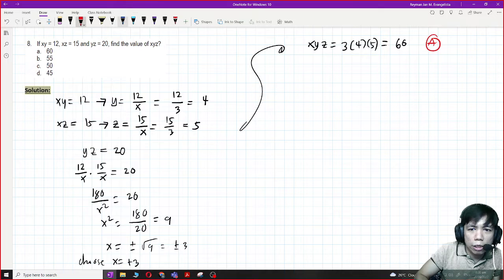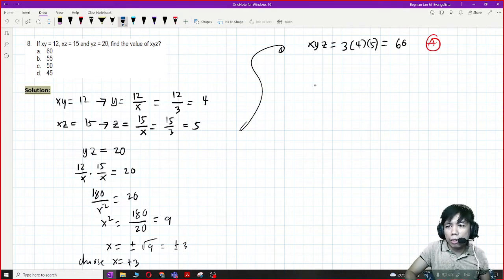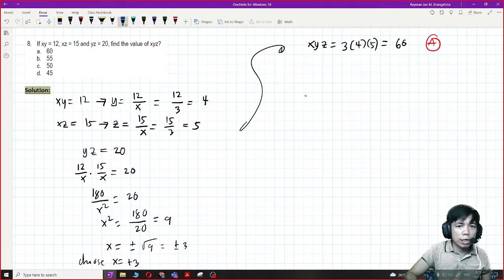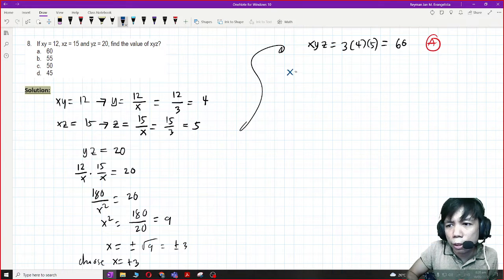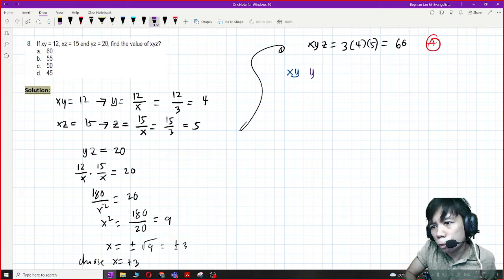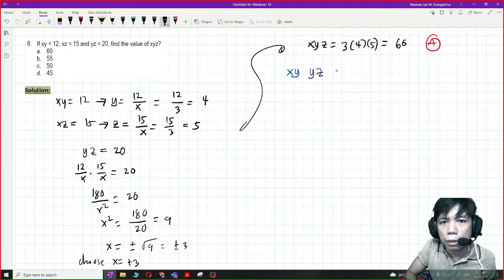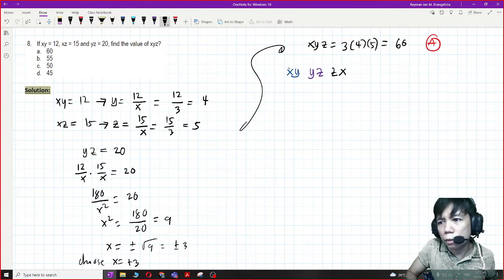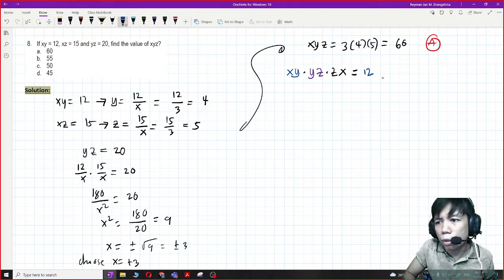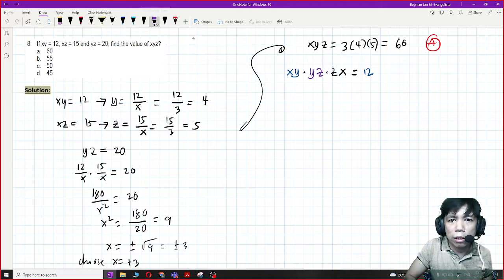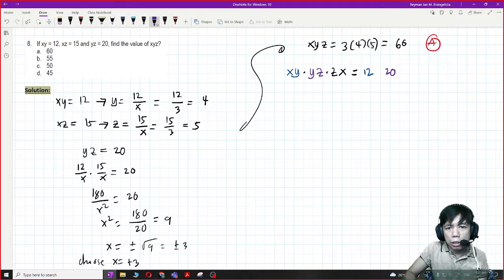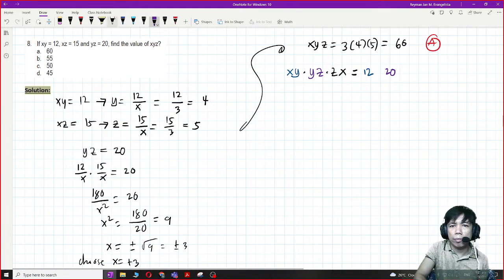The shortcut here, guys, since the problem asks for xyz, is this: multiply all the left sides and then all the right sides. So xy times yz, multiplied by zx, is equal to, our xy is 12, our yz is 20, and our zx is 15.